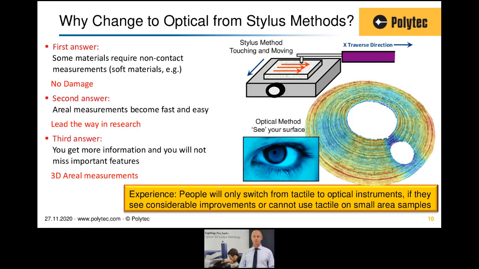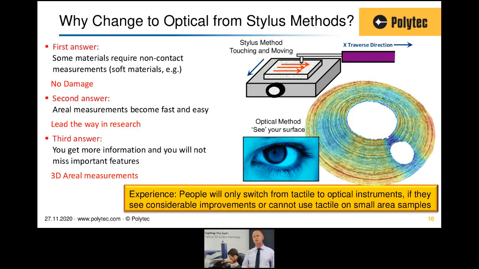The first answer is some materials require non-contact measurements, such as soft materials like rubber or materials which could be marked. So one of the benefits of optical metrology is you do not touch the surface, so you cause no damage to the surface. Of course, areal measurements have become faster and easier. And it's worth noting that in the world of research, optical metrology is now becoming dominant.